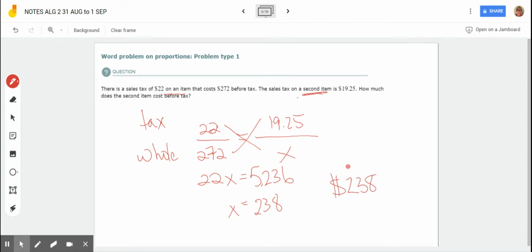Now, ask yourself if that makes sense. They charged 22 for 272. Does it make sense that this is a little bit less? Yeah, because that's a little bit less. Okay, moving on.